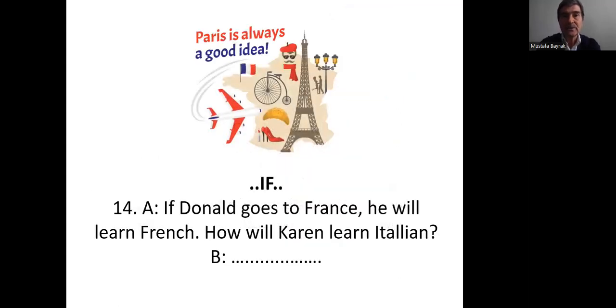Now the image says Paris is always a good idea for traveling. Okay, if clause, condition. If Donald goes to France, which means on condition that Donald goes to France, he will learn French. How will Karen learn Italian? So Karen will learn Italian if she goes to Italy.